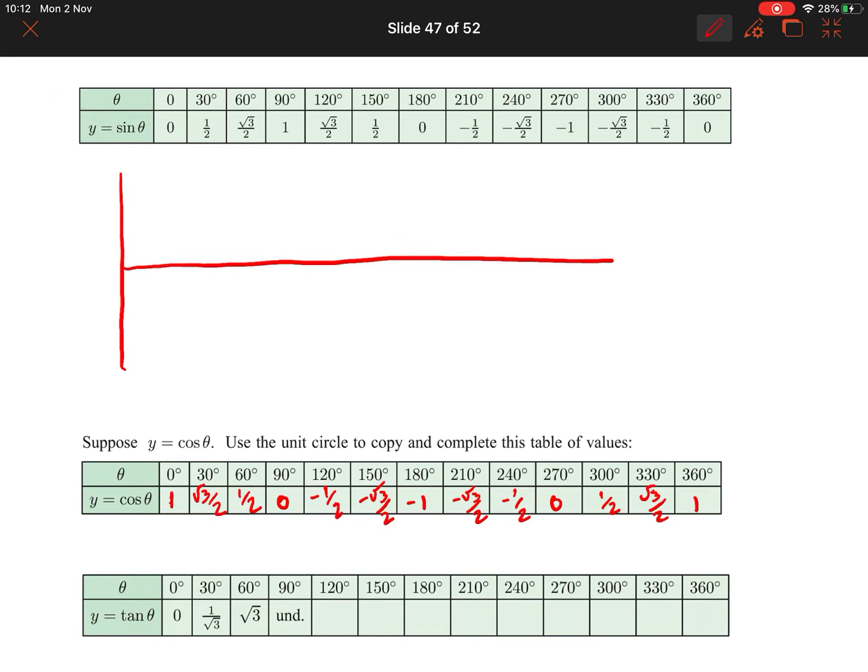Plotting it, you'll see it's very similar to the sine curve, but with a slight difference. It will actually look like this.